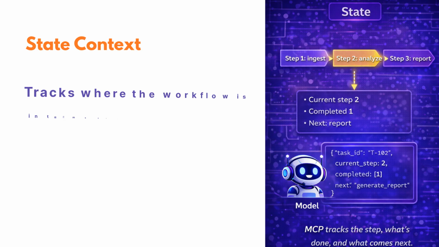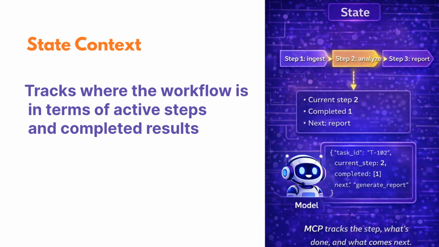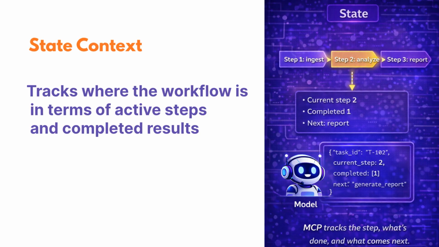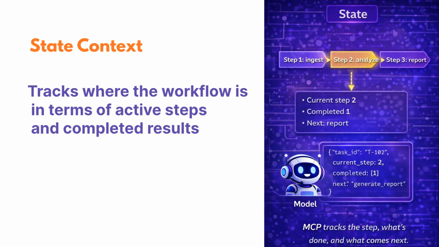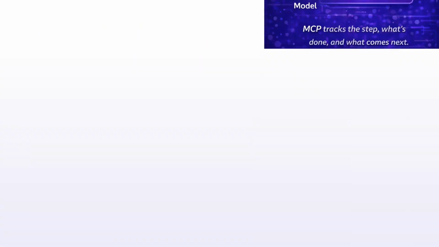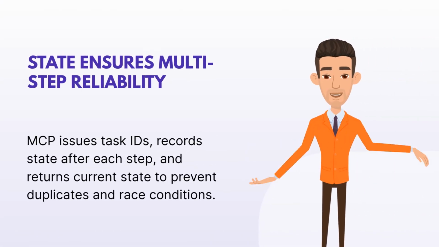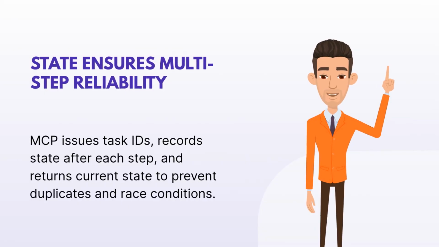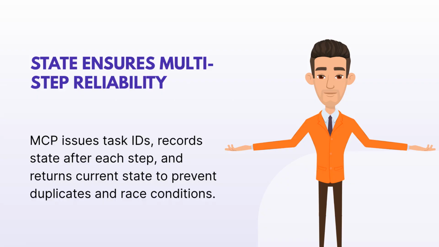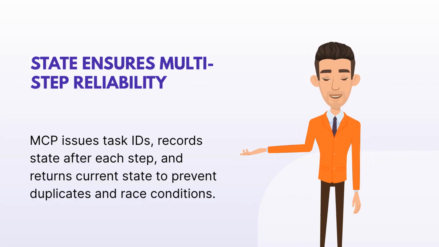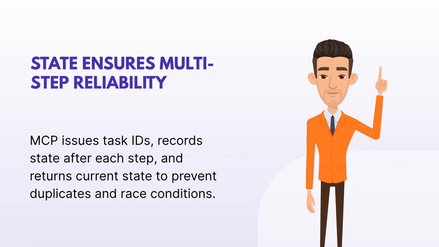Next is state context. It tracks where a long-running workflow currently is, which step is active, and which results are already produced. MCP makes state explicit so models don't repeat or skip steps. For example, in a multi-step request, like ingest the data, then analyze, then report, MCP issues a task ID, records state after each step, and returns that state on request. This prevents duplication and race conditions.